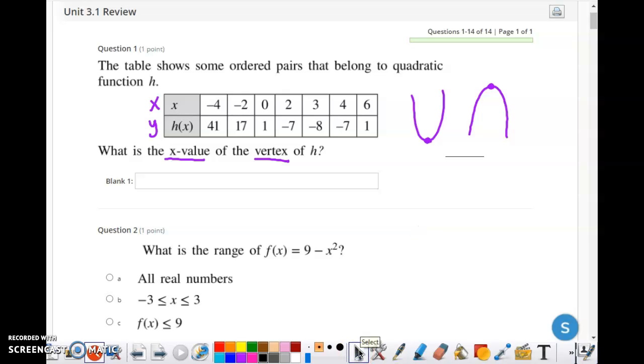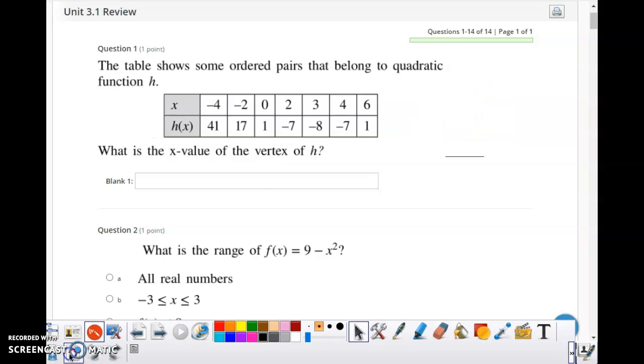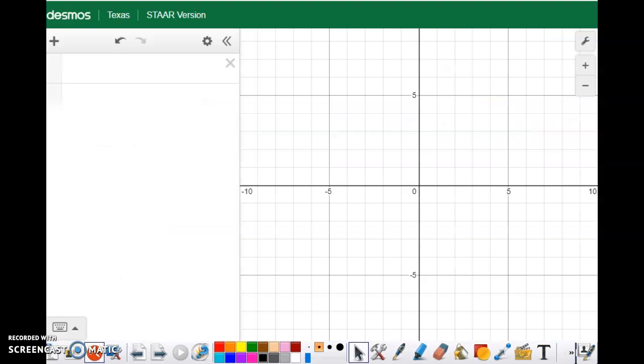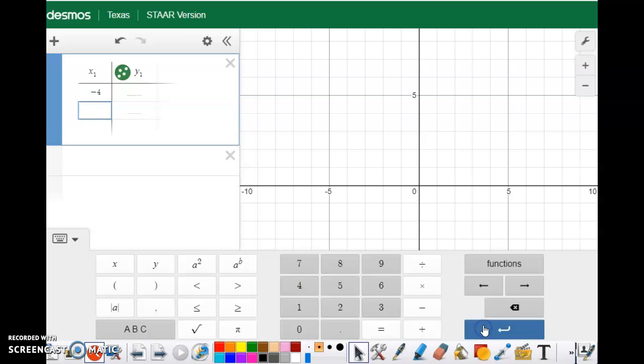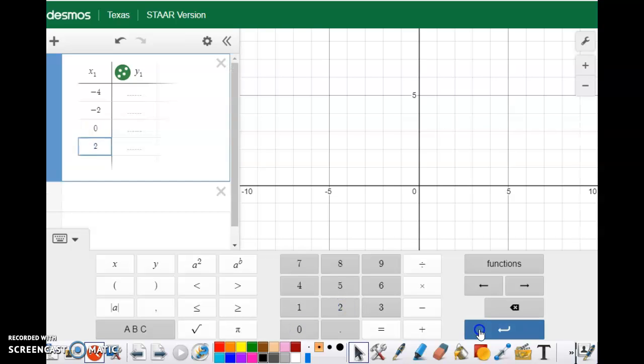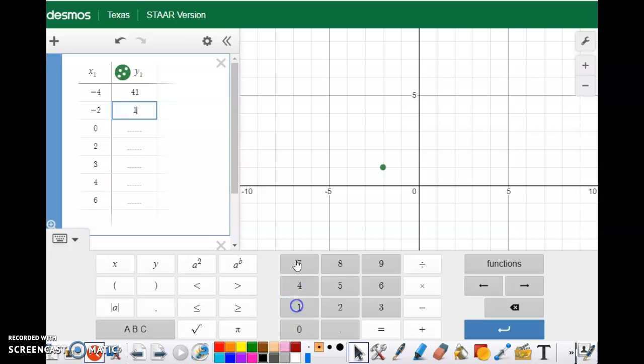Let me go ahead and change this. Okay, so in Desmos, we're going to add a table. And we're going to put our x numbers: -4, enter, -2, enter, 0, enter, 2, enter, 3, enter, 4, and 6. Okay, and then the y, which was my h of x, was 41, enter, 17, enter.